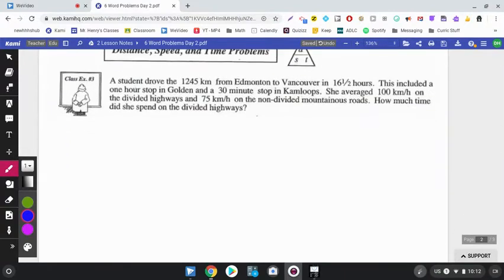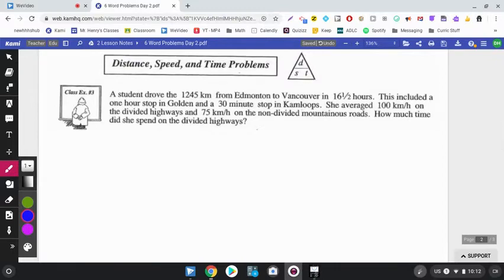Number 3. So we're skipping 2, we're just jumping to 3. Distance, speed, and time problems. So this is actually a science formula, where you can look at some different formulas, all relating distance compared to speed over time. So distance equals speed times time. Speed equals distance divided by time. And lastly, time equals distance divided by speed. Those are all like science formulas or physics formulas.